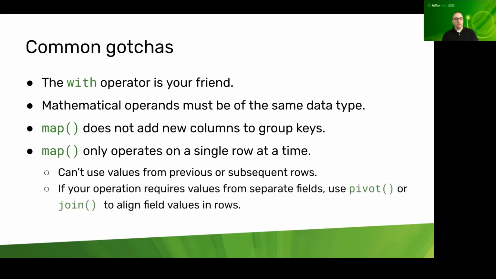This also means that if, for example, you want to use two different field values in your map operation, you have to make sure that they exist on a single row. You can use pivot or join to do this. My preference is pivot, but it doesn't work in all situations. But the gist is you need to get those values in a single row to be able to operate on them.